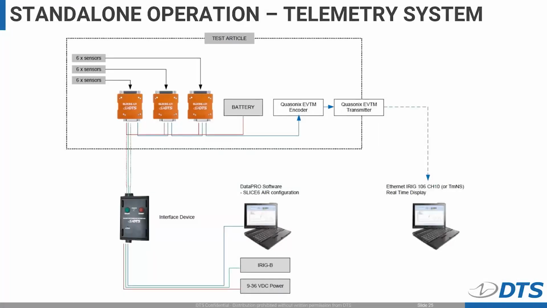A slight variation on this is a TM application. Instead of recording in place, the customer now wants the ability to stream or TM that data down to ground. There are products out there in the market, and I'm just referencing this Quasonics product, that would take our Ethernet data stream, encode it into a transmitter, and send that data stream down for visualization with a Chapter 10 or TmNS display. So again, there are numerous ways to leverage the size and the capabilities of our system.